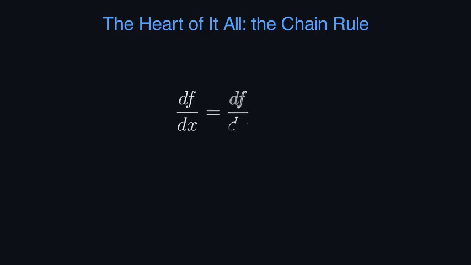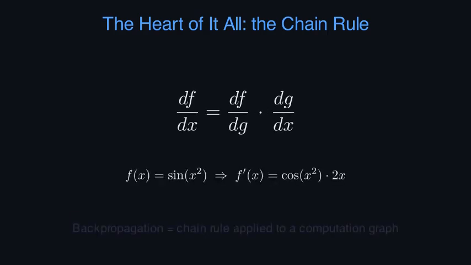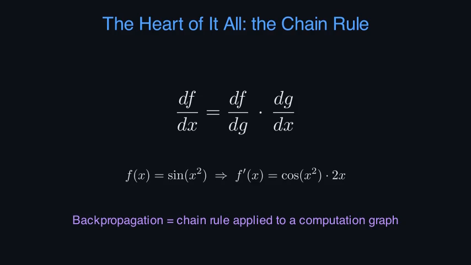To minimize the loss, we need to know how a tiny change in every weight affects the loss. This is a problem about derivatives, specifically the chain rule. The chain rule tells us that the derivative of f with respect to x equals the derivative of f with respect to g times the derivative of g with respect to x.